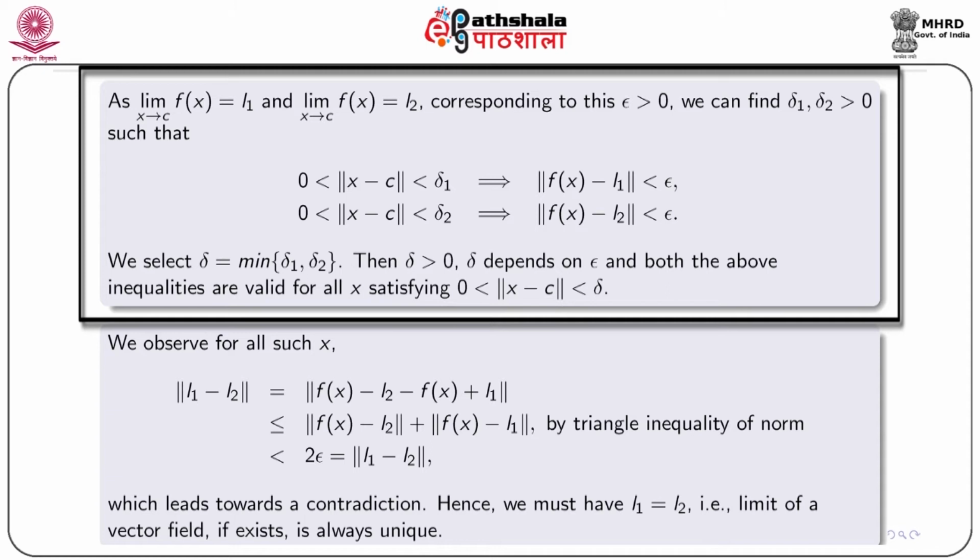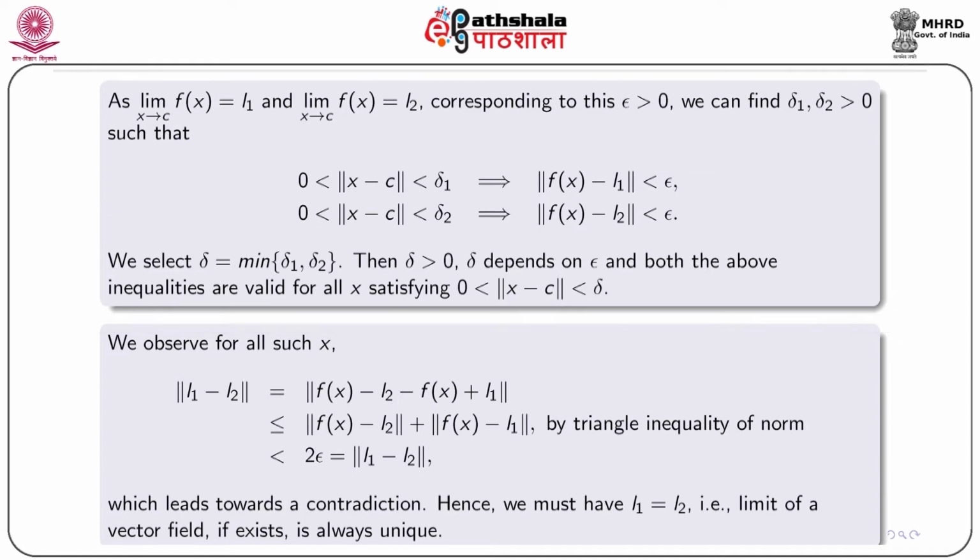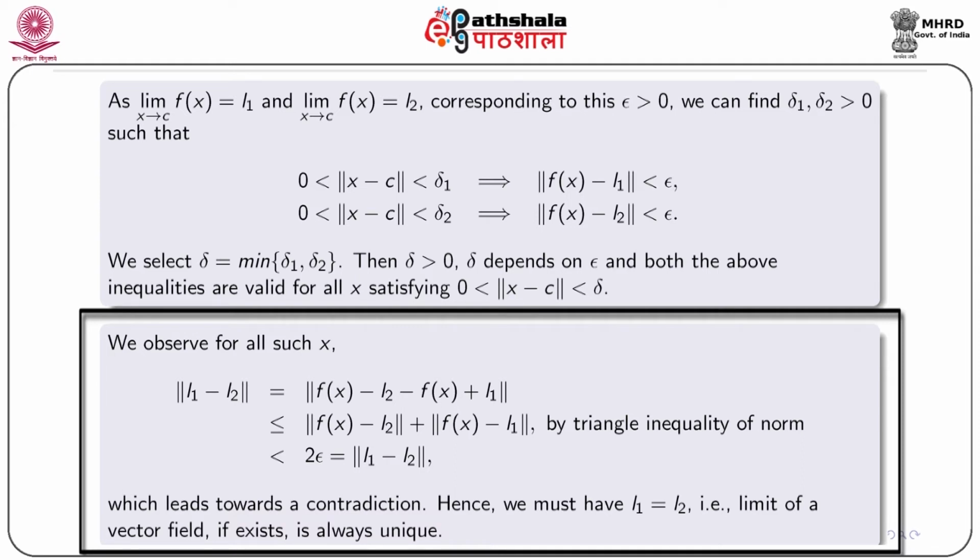Moreover, the most important part is, if we consider those x which satisfy norm of x minus c less than delta but positive, then both the above inequalities are satisfied for such x. That is, we consider those x such that 0 less than norm of x minus c less than delta. Then we have norm of L1 minus L2 equal to norm of f(x) minus L2 minus f(x) plus L1. We apply the triangle inequality. So, this is less than or equal to norm of f(x) minus L2 plus norm of f(x) minus L1.